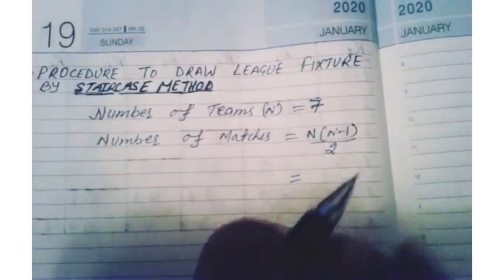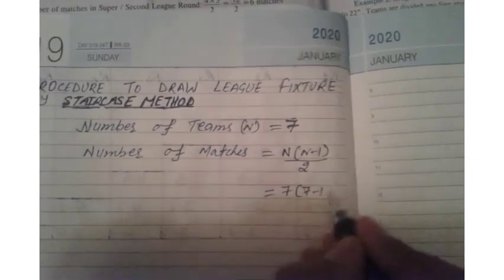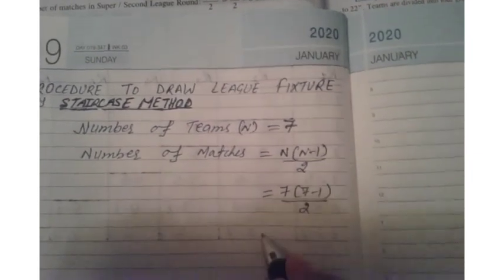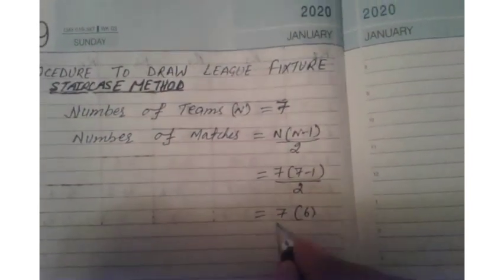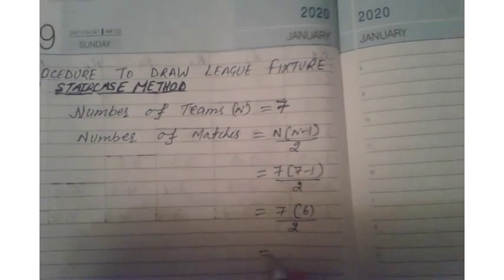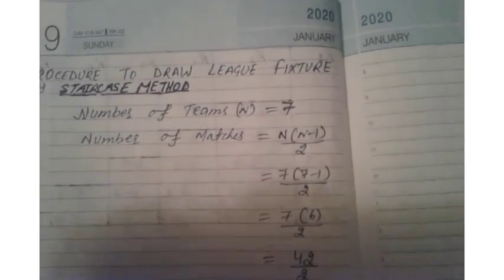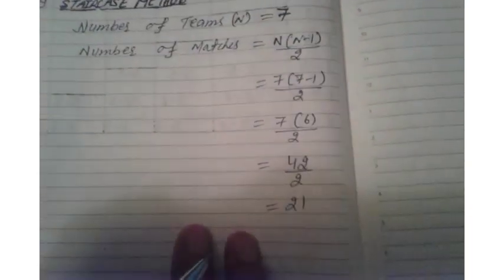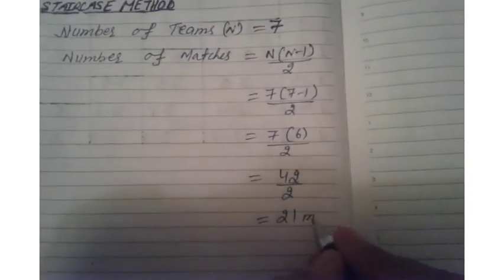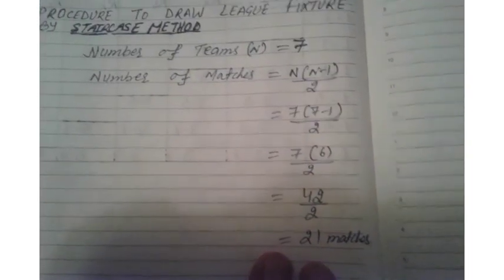As you can see here, n is equal to 7, and if we follow certain computations, we will be able to find out the number of matches. Here, as you can see, we are having 21 matches in this tournament, right? Now the next step is to find out the number of rounds.